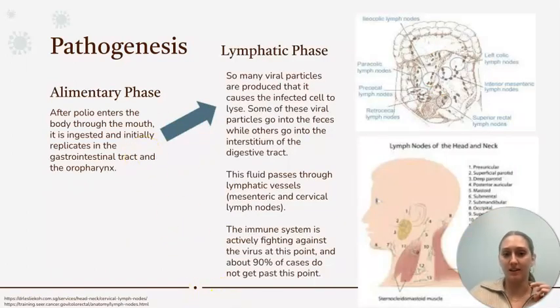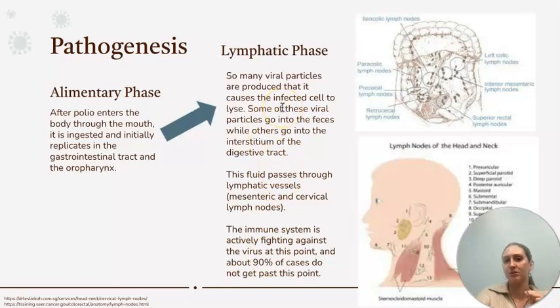So that takes us to the lymphatic phase. So many viral particles are produced that it causes the infected cell to lyse, and these viral particles go into the feces sometimes, but others go into the interstitium of the digestive tract, which contains interstitial fluids, and these fluids are going to pass through lymphatic vessels, either mesenteric or cervical lymph nodes. Those are going to be in the back of the head and the neck, and they'll travel through those and circulate throughout the body. At this point, there is an immune response going on.